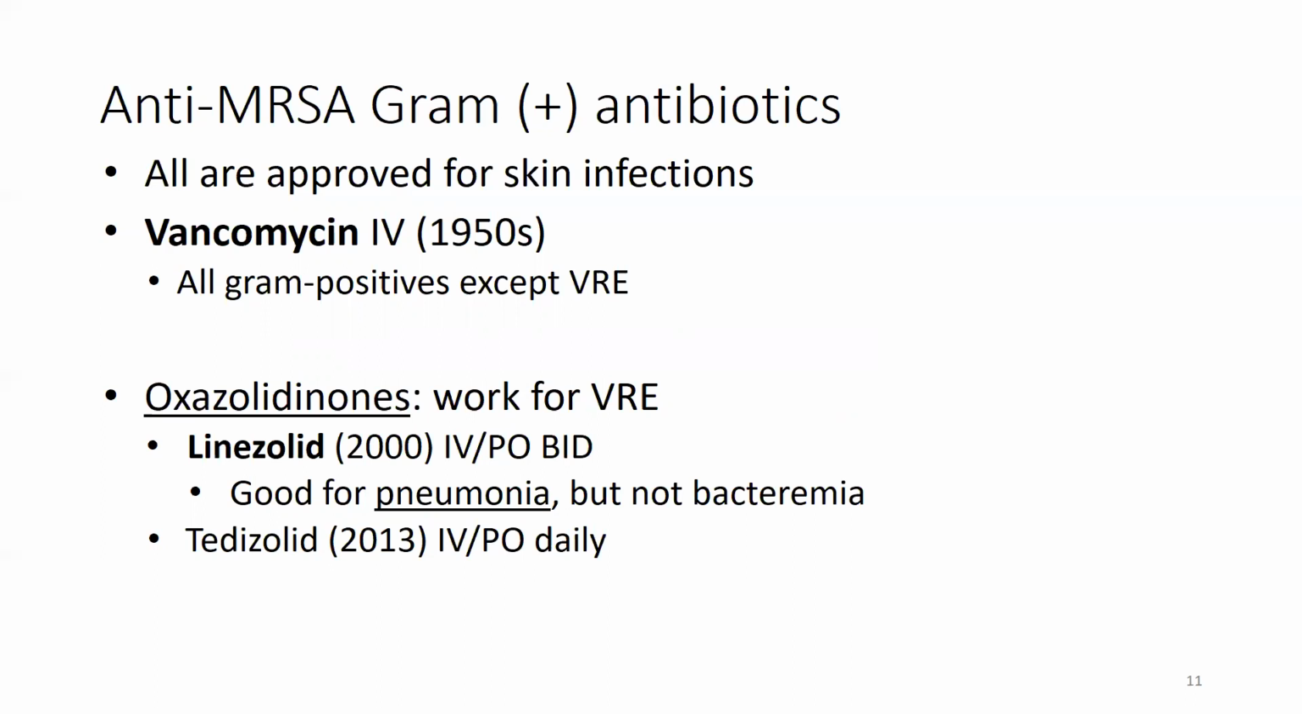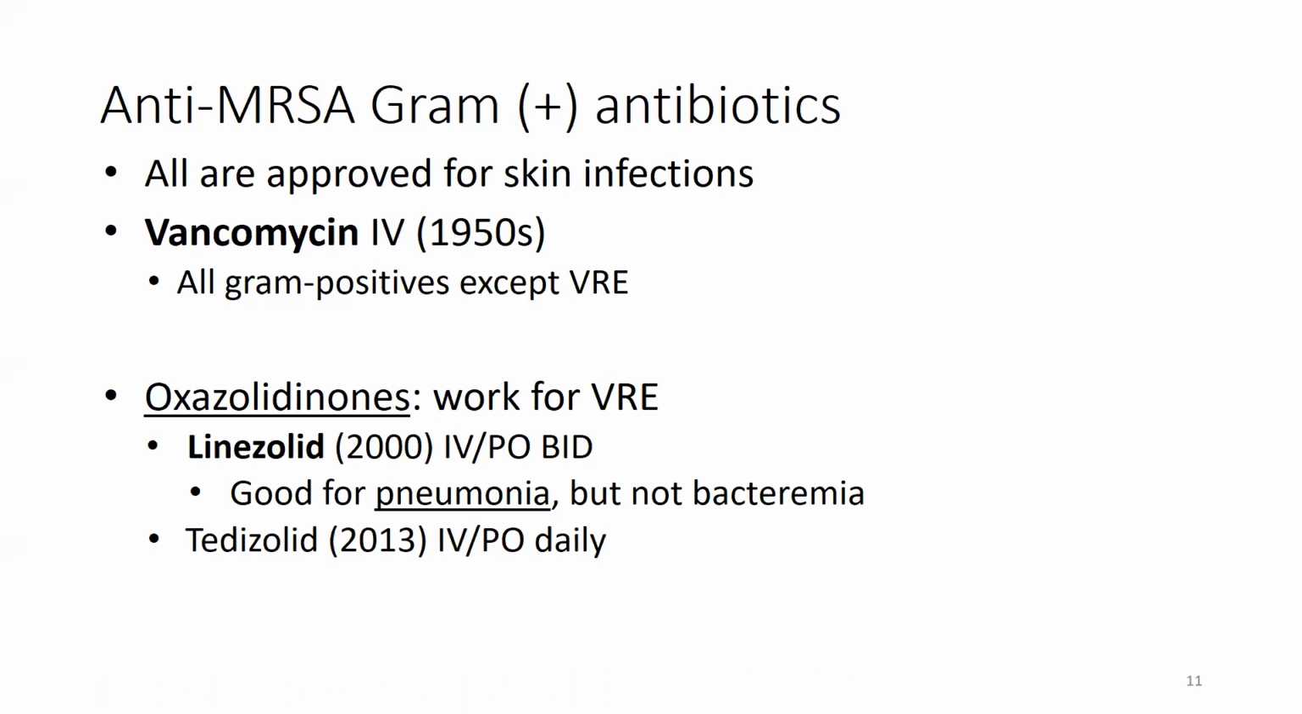Vancomycin is the oldest one, still the gold standard. Other drugs have not reliably beat this in clinical trials, but we do wonder about it sometimes in practice because it is very slowly cidal and has a lot of toxicity, especially acute kidney injury that comes with it. It does work against virtually all gram-positive organisms, except of course vancomycin-resistant enterococci.